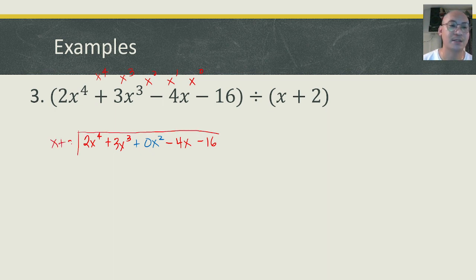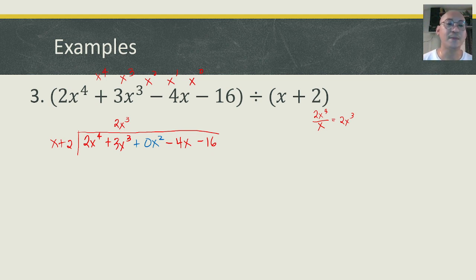x plus 2. So following the process of dividing polynomials using the long division method, we are to divide only the first terms of the given polynomials. So 2x to the fourth divided by x, that will give us 2x cubed. Again, 2x to the fourth divided by x is 2x cubed. So we are to align it on the terms that are similar.